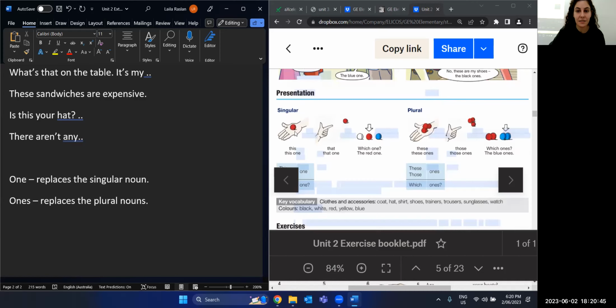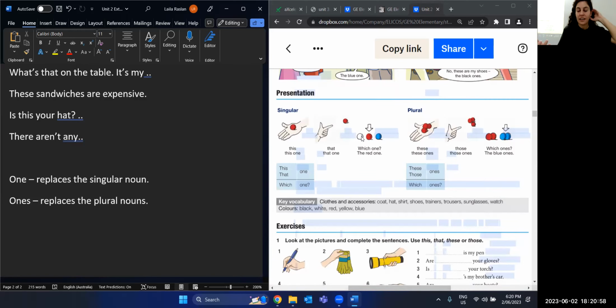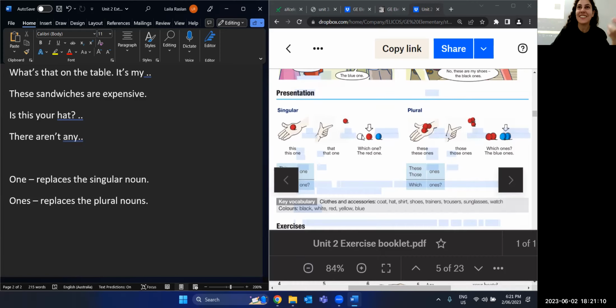So this one looks like maybe a ball. That one. Which one? The red one, the blue one, the white one. So especially when you give someone an option, which one do you want? Maybe because you're holding 3 pens, and you're saying, which one do you want? Yeah, but only if the person can see. Yeah. I like how you're already using it in a sentence.